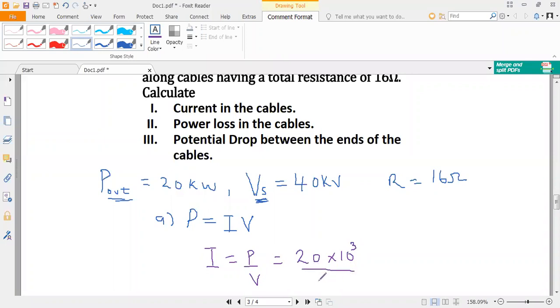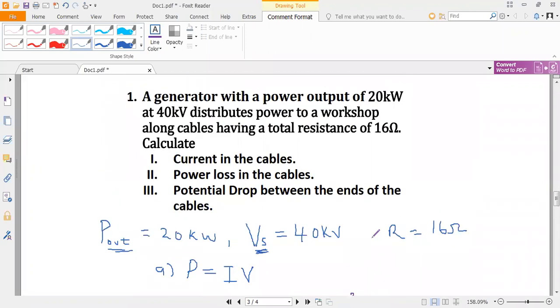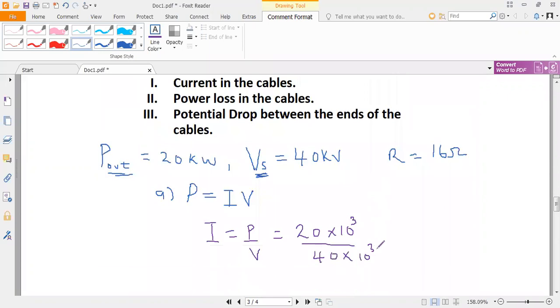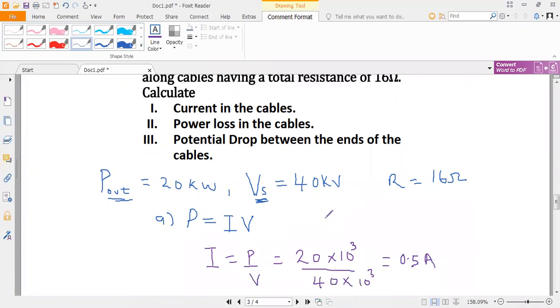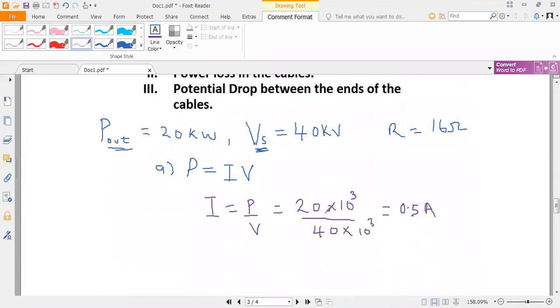This is divided by 40 kilovolts, which is the same as 40 multiplied by 10 power 3, since it is in kilovolts. If you work this out, you end up having 20 out of 40, and the answer will be 0.5 amperes. So the answer for current in the cables is 0.5 amperes.